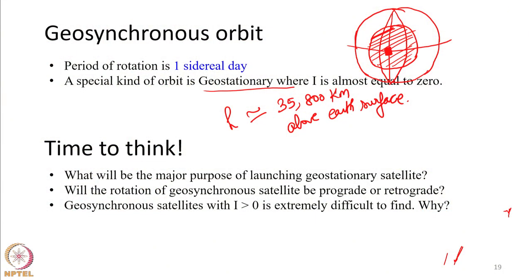And the next question I posed is, will the rotation of a geosynchronous satellite be prograde or retrograde? It will be prograde. For geostationary, it must be prograde, because if earth rotates like this, the satellite also rotates in the same direction so that it can see the same point. If the orbit is retrograde, then earth will be moving like this, the satellite will be moving like this, it will not be seeing the same spot, it will be seeing different spots on the earth. Normally that will not be done.